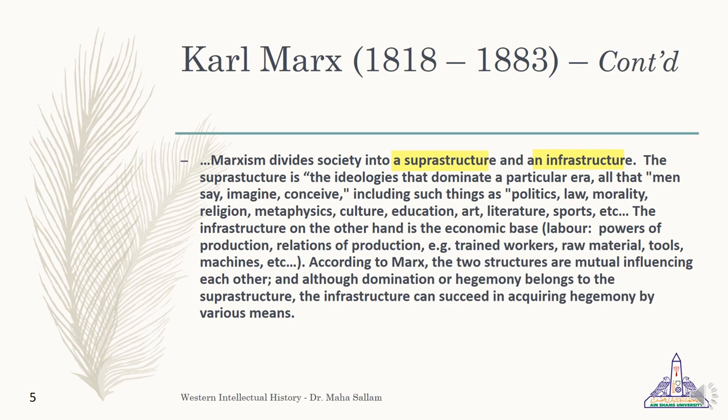It is labor. It is the powers of production, the relations of production. Example, when we have trained workers and raw material and tools and machines, etc. So there is always the suprastructure and the infrastructure in any society. And according to Marx, these two structures have a mutual influence. They influence each other. The suprastructure exerts influence on the infrastructure, and also the opposite is true. The infrastructure exerts some influence on the suprastructure, and even under certain conditions, the infrastructure can succeed in acquiring domination or hegemony. It doesn't always need to be that control is in the hands of the suprastructure. The infrastructure can sometimes attain control and attain power or hegemony or domination.